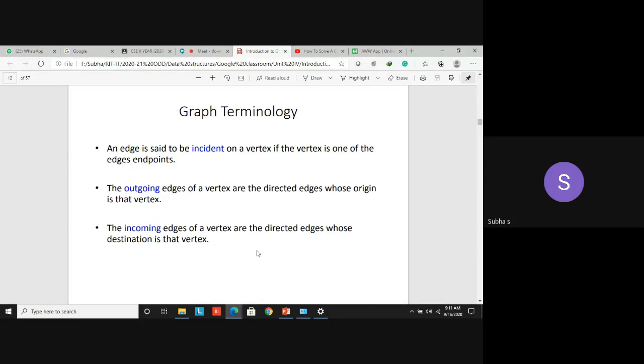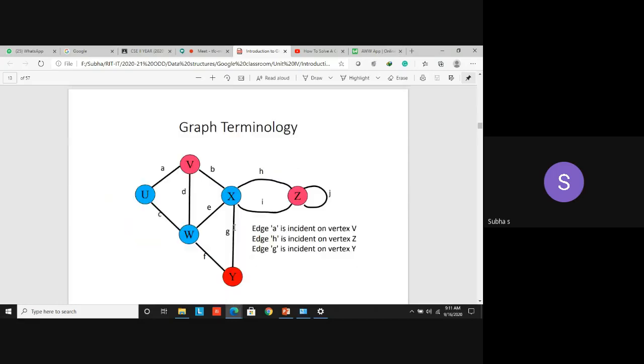Similarly, incoming edges means what? For that particular vertex, how many edges are coming in? That means how many edges are pointing to that particular vertex. That is called incoming edges. These are very simple definitions only. You can have a look at it.